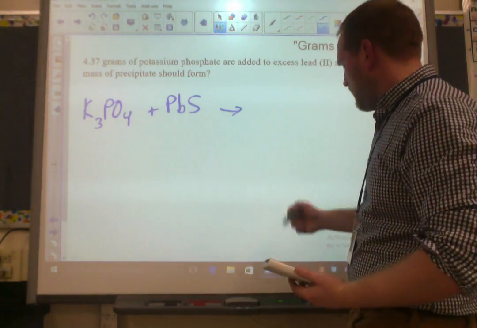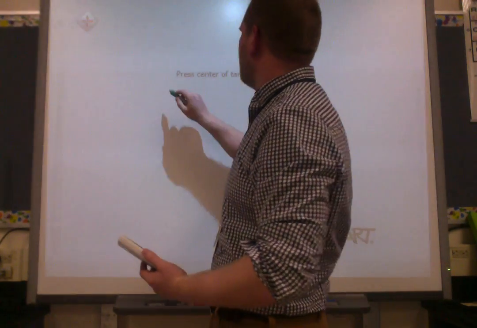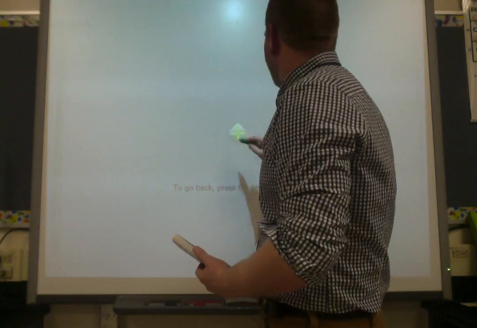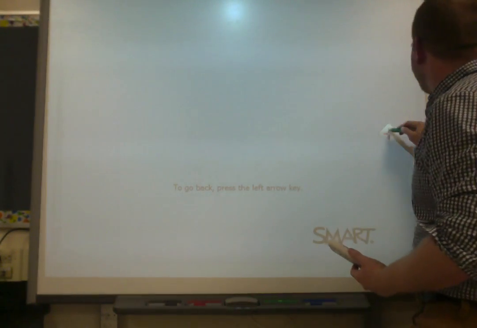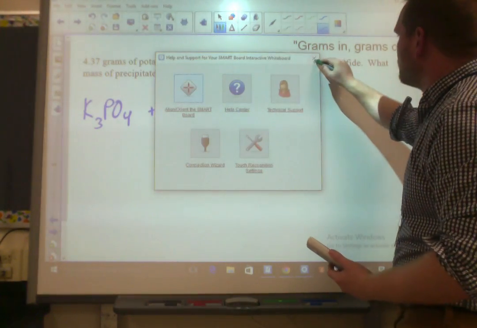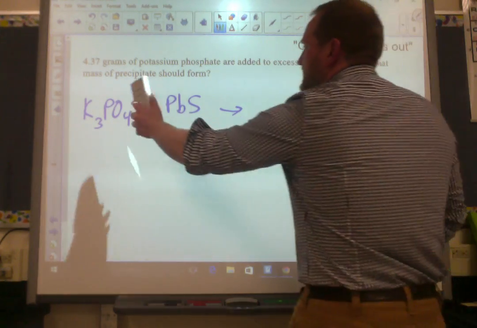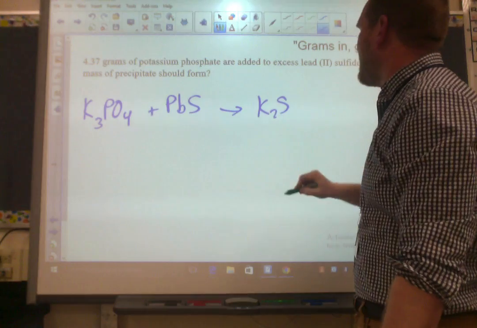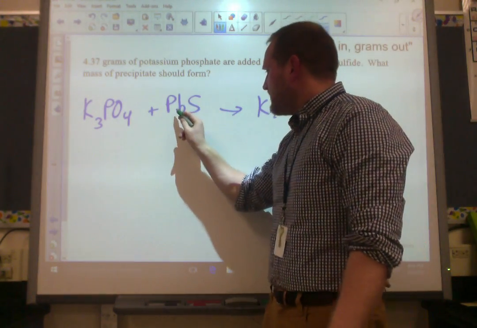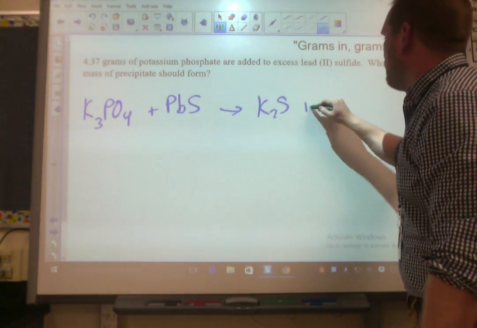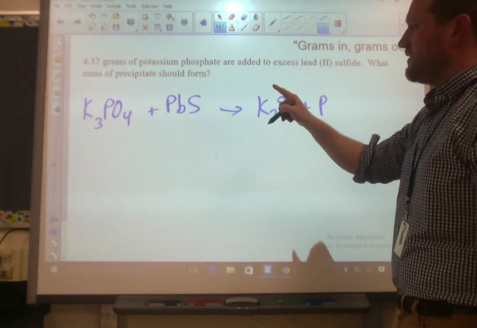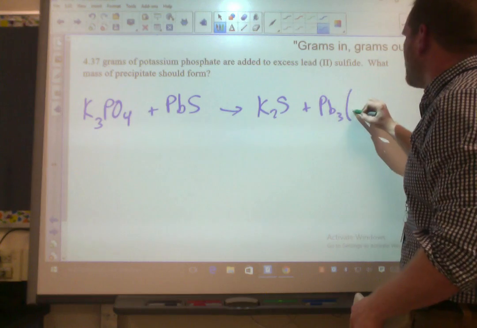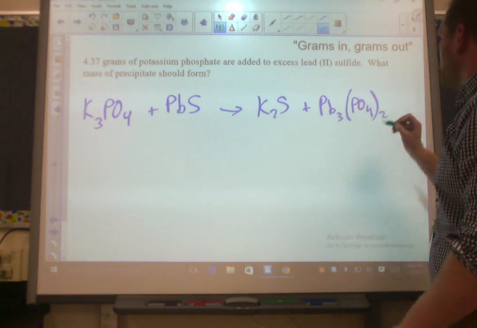But let's finish out our equation first, and let me recalibrate this board. It's giving me trouble here. All right, so the potassium is going to bond with the sulfur. You have to know how that happens. K2S. The lead-2 is going to bond with the phosphate, forming, let's see, the lead is 2, the phosphate is 3, so it's going to be Pb3(PO4)2.